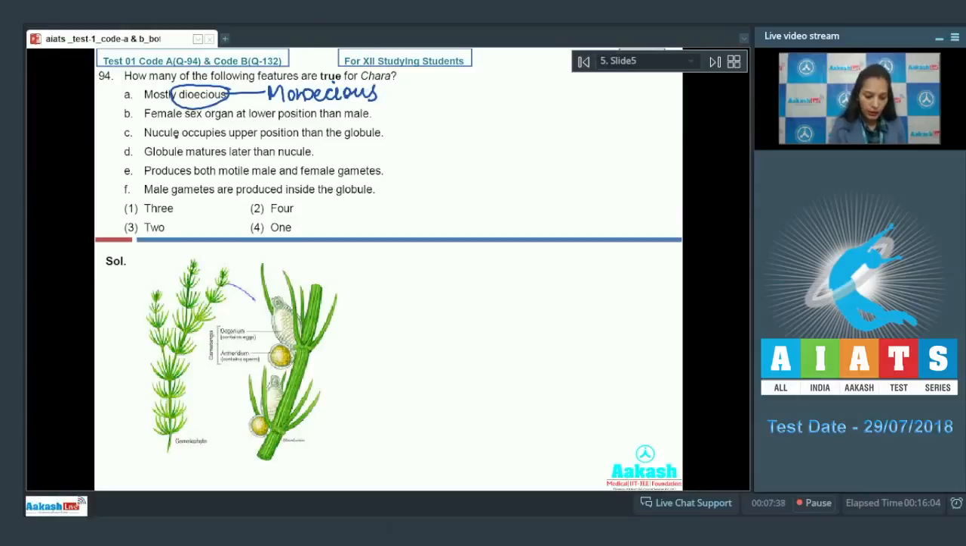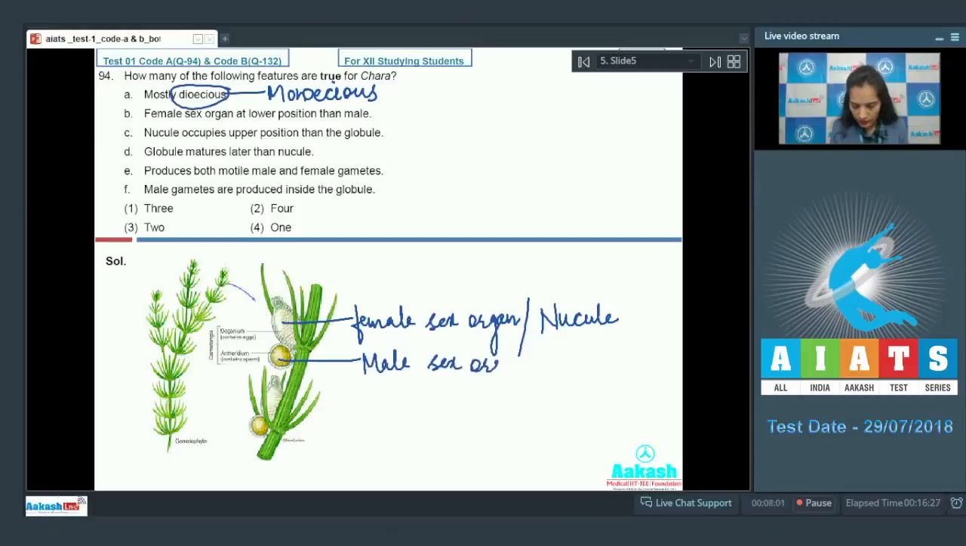B is female sex organ at lower position than male. No, it is not correct, as this is the female sex organ which is also known as nucleus. This is male sex organ which is also known as globule. You can see that the female sex organ is present at the upper position than the male. So this statement becomes incorrect.